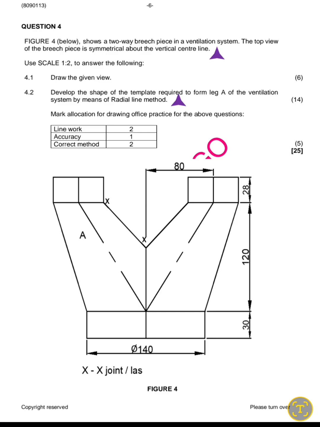It's 6 marks. You're gonna develop the shape of the template that is required to form leg A of the ventilation system, by means of the radial line method. So I'm gonna explain to you how to draw this thing. Actually, these are simple marks that you can get, and you can draw it fast to save more time for the difficult ones.